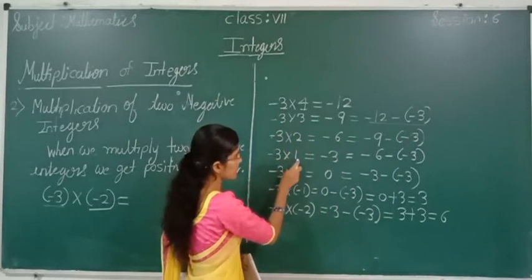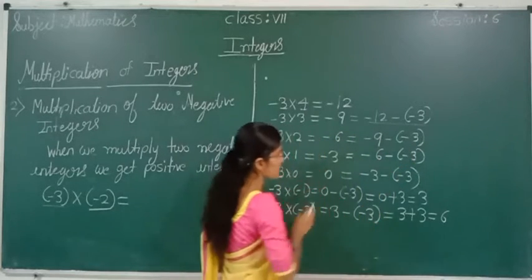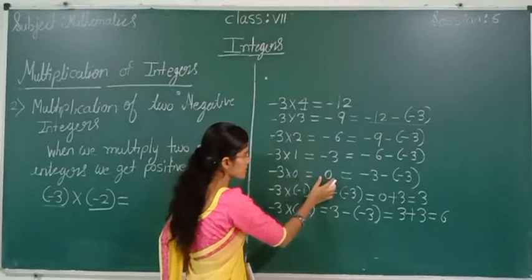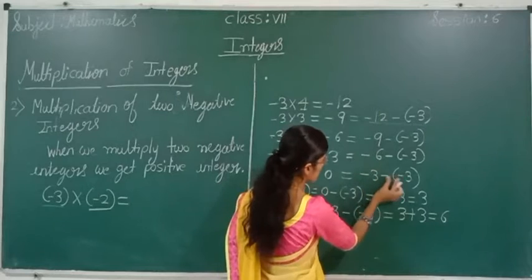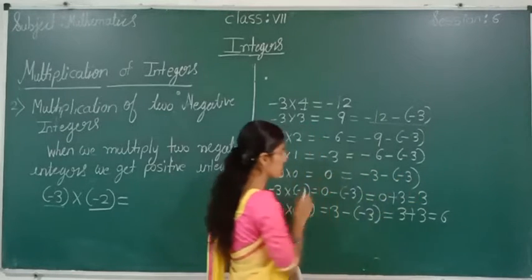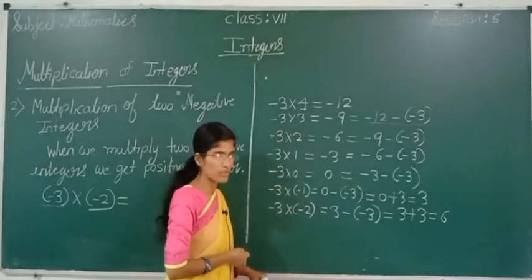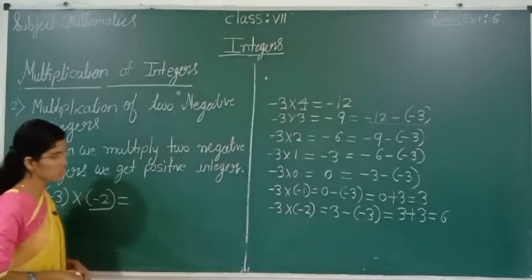Minus 3 into 1 is minus 3. Minus 6 minus of minus 3, we will get minus 3. Okay. Minus 3 into 0 is 0. See here, take minus 3, minus of minus 3. If you do, you will get 0. Minus 3 into minus 1 is what? I asked the question, what is minus 3 into minus 2?